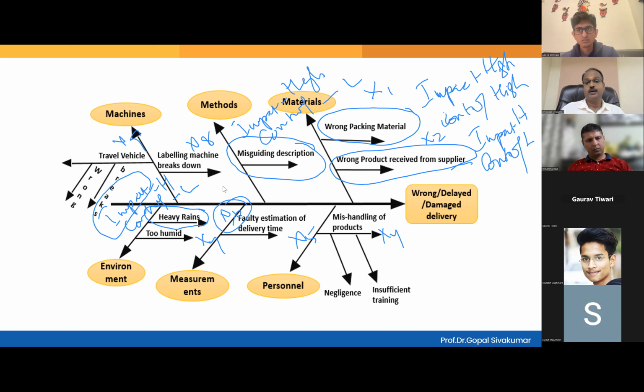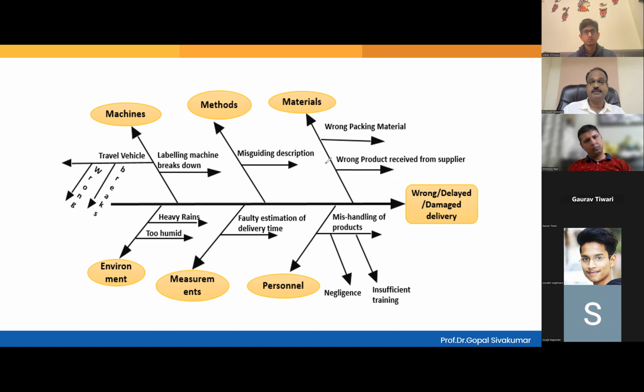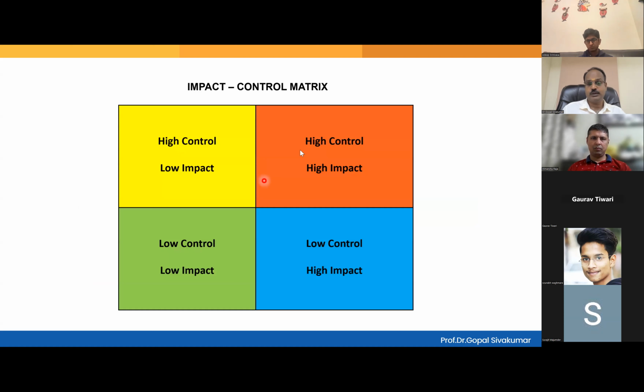Correct? Now imagine you have classified all of them. So now we move on to the next stage. Next stage, what you have is an impact control matrix. Can you see here? There are four quadrants. High impact, high control. And some of the factors we understood, particularly the X1, is high impact, high control. Can you bring all the factors which are high impact, high control and high impact, low control? And you can place all the factors according to the quadrant they belong. Do you understand, all of you?